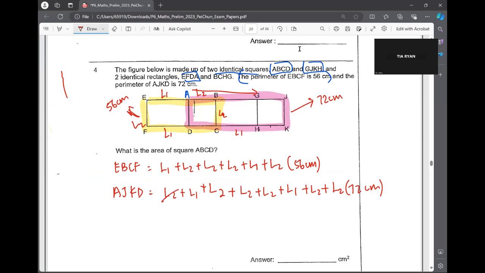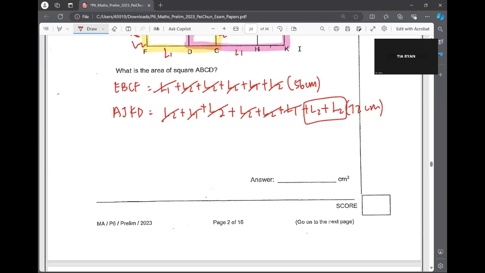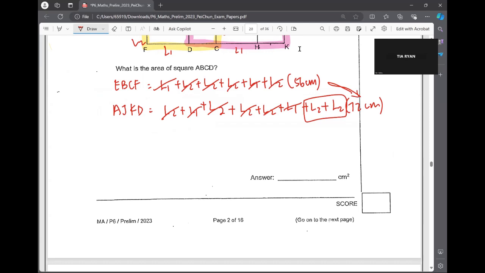So we can cancel this length 2 with this length 2, this length 1 with this length 1, and so on. We're left with 2 length 2s. So technically we have 2 extra length 2s that cause the extra centimeters here. If I take 72 cm minus 56 cm, I get 16 cm. And this 16 cm is made out of 2 length 2s. So one length 2 would be 16 divided by 2, which is 8 cm.